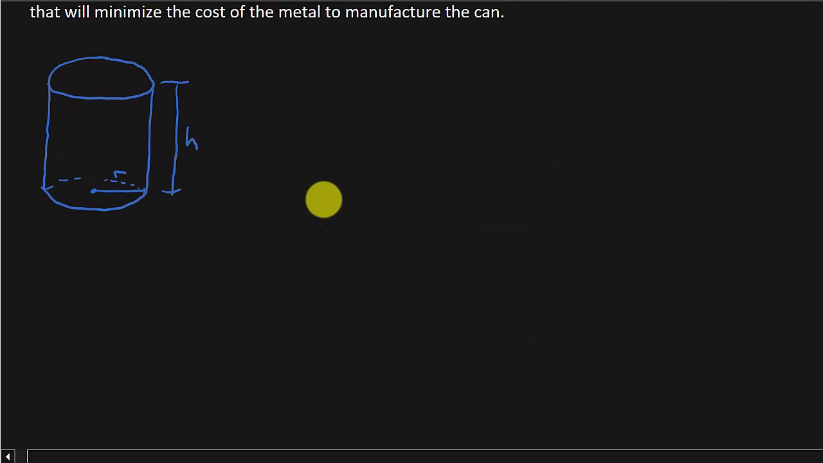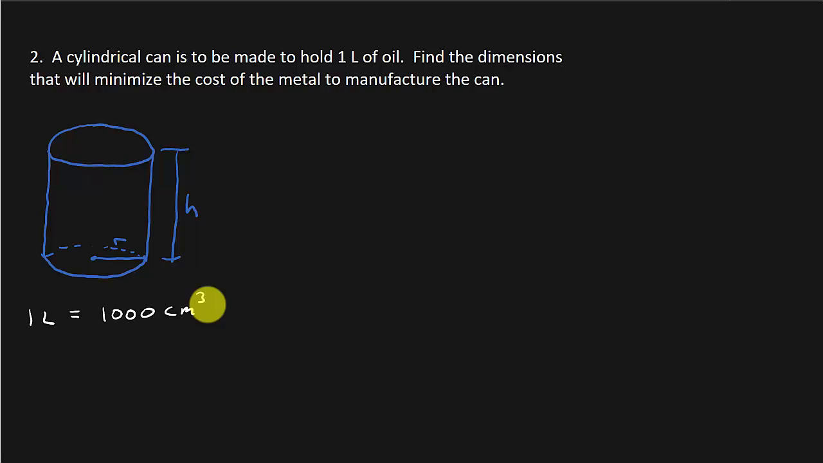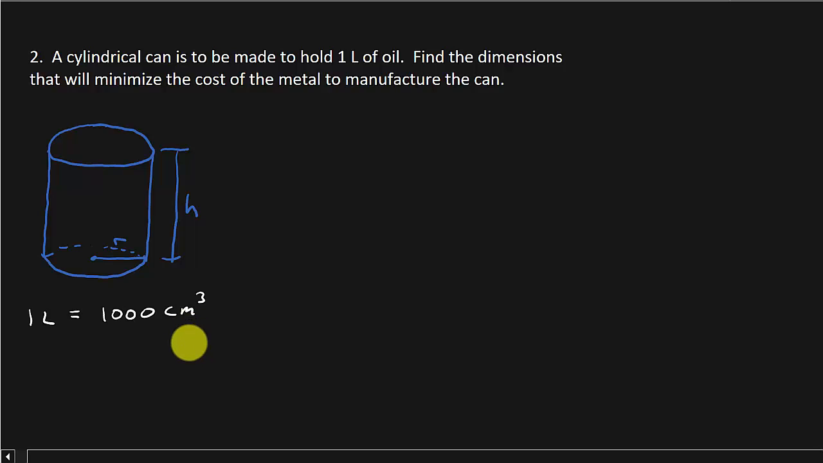All right, so let's look. It tells us that a cylinder is to be made to hold 1 liter of oil. Well, 1 liter is equivalent to what? 1,000 cubic centimeters. We want to get it in units that we can measure, a distance. So we're going to write the liters in terms of cubic centimeters.